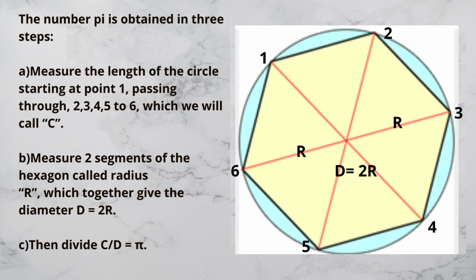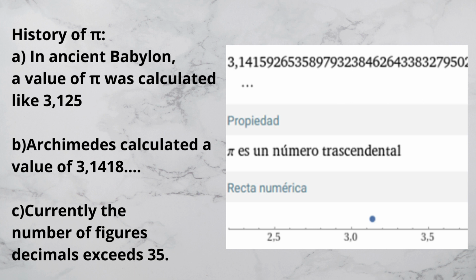History of the number pi. A. In ancient Babylon, a value of pi was calculated as 3.125. B. Archimedes calculated a value of 3.1418. C. Currently the number of decimal figures exceeds 35. Applications of the number pi.